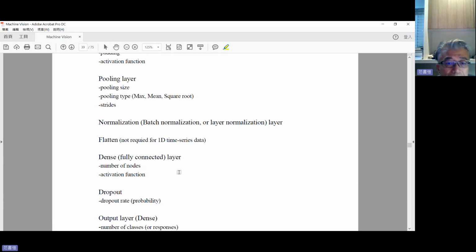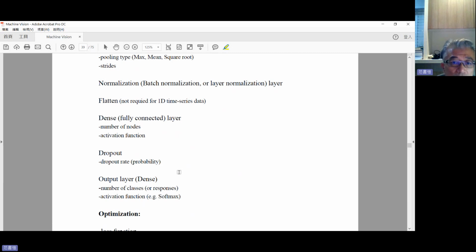The dropout. The dropout should be applied before the output node. The dropout probability typically uses 0.35 or 0.45, no more than 0.5. Typically I use 0.45. Output layer: this is a dense layer, with the number of classes of responses.